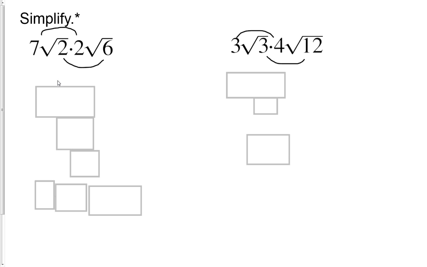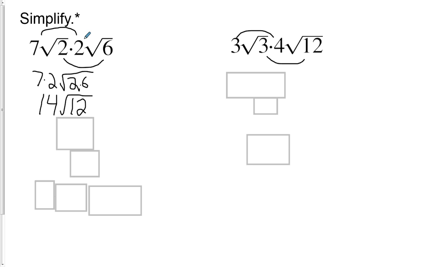Next, 7 times 2, 14. 2 times 6, 12. So I got 14 root 12. Now, if you need to write out the steps to get 14, 7 times 2, square root 2 times 6, feel free to do that. I usually show it for a couple problems, but as you get going, 2 times 6 isn't something I typically need to write an extra step for. Same thing with 7 times 2.